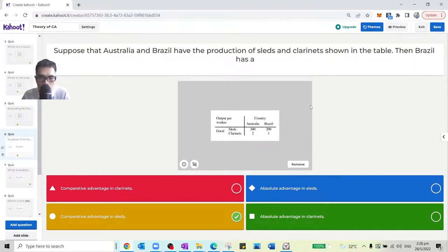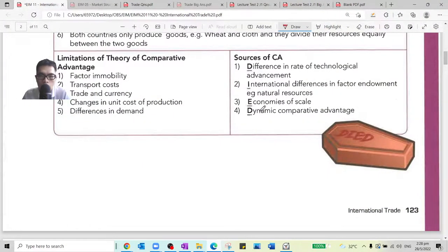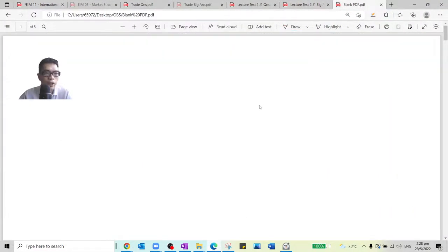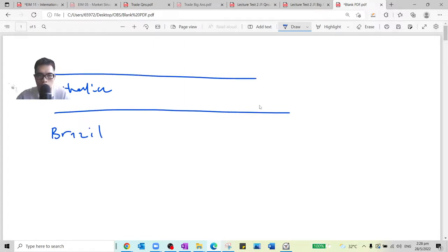For those who didn't get this question right, I'm going to go through this together. Please pen this down and take notes. Let's draw the table together. We have Australia, and we have Brazil, and what are the two goods again?